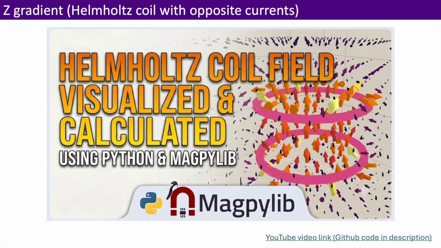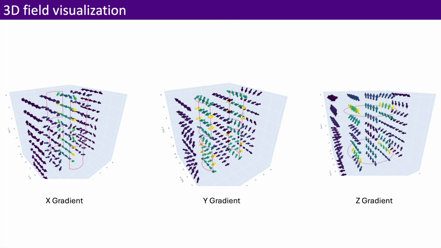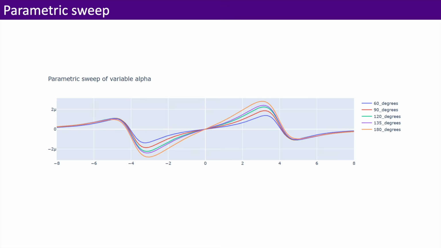The Z gradient, as I said, is a Helmholtz coil with just opposite currents, and to get more information about the Helmholtz coil, I did a video about that, so feel free to check that out, and the GitHub code is in the description of the video. Then, after we make the fields, we'll visualize them to make sure that they behave as expected. As we can see, the X gradient, Y gradient, and Z gradient increase their magnetic field correspondingly with the X, Y, and Z axis.